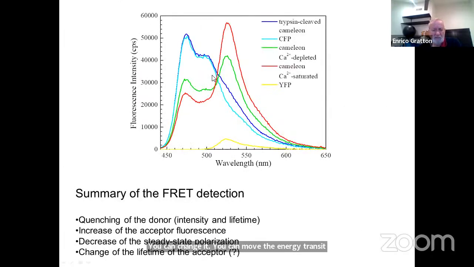So this is a plot of the chameleon, which was one of the very first sensors produced by Roger Tsien, and you can see that you have an emission of CFP and the emission in yellow of the YFP, and then by measuring the intensity, you can measure the amount of energy transfer. This is what Roger Tsien did, and it works very well.